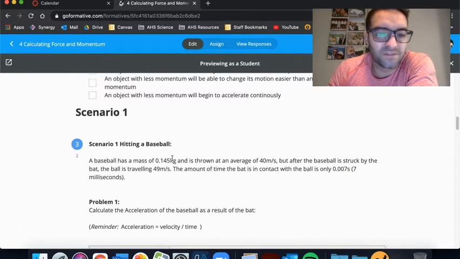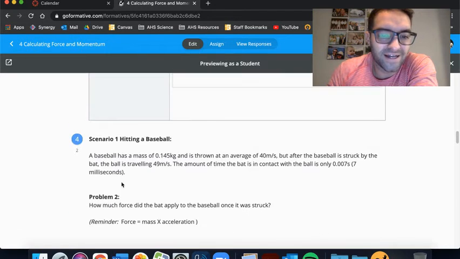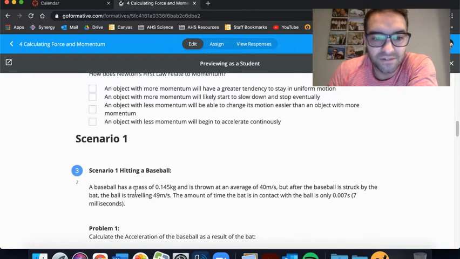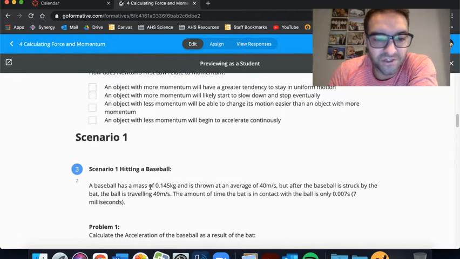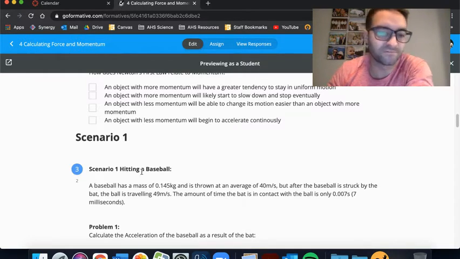Then I have a couple scenarios with some values and calculations. So scenario 1, and you'll see that I kind of repeat it just so you don't have to keep looking back up to the top to see the scenario. So each question you have the same scenario repeated. So scenario 1, hitting a baseball, right? You're picturing a guy with a baseball bat swinging, hitting a baseball.